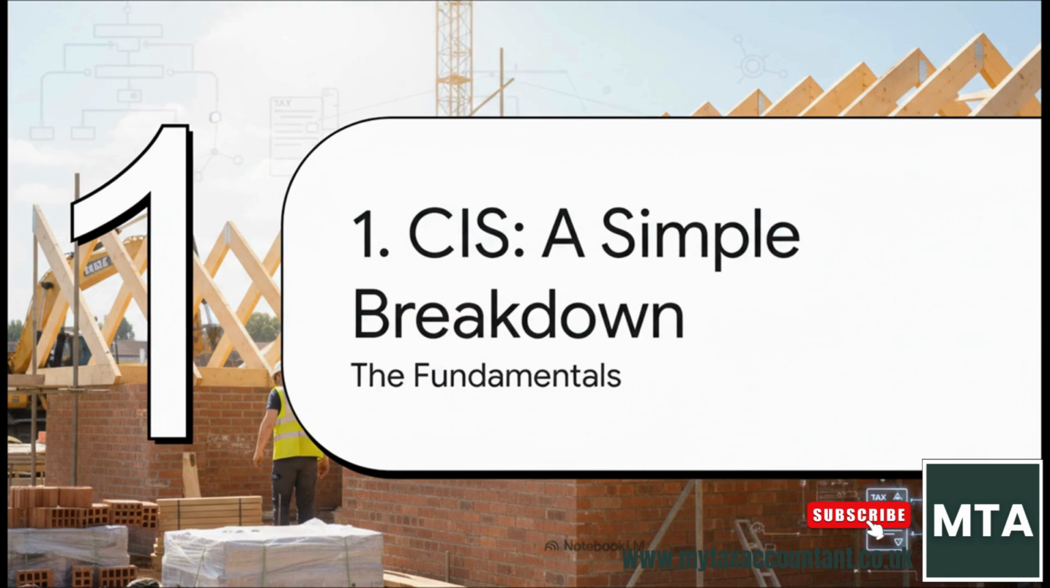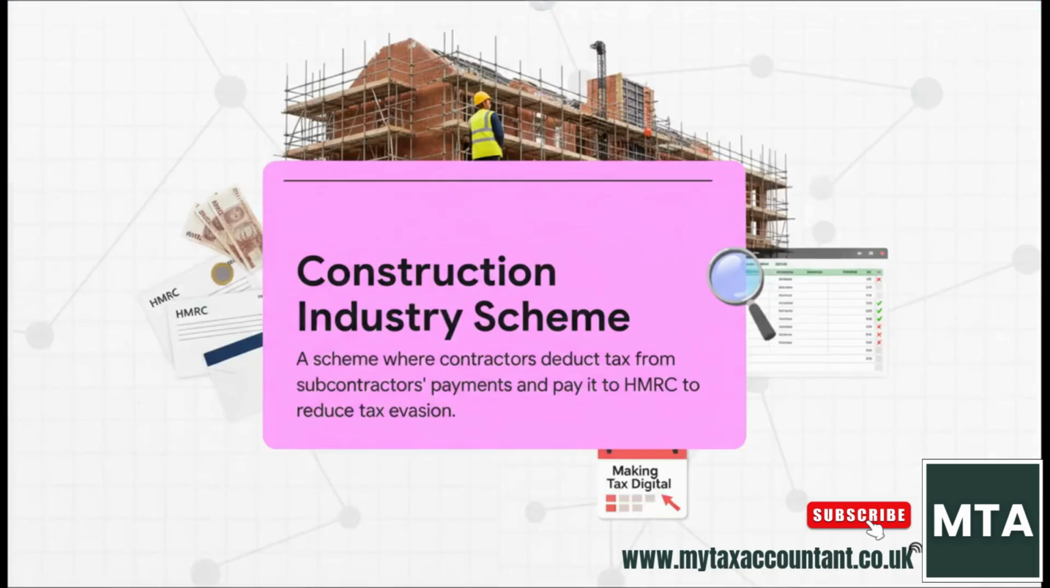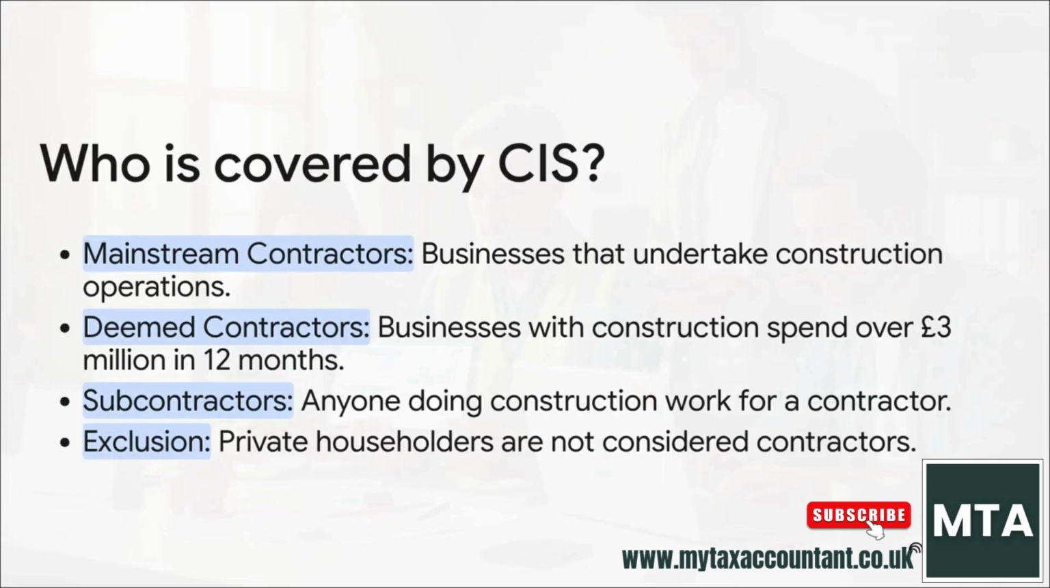Okay, so before we can properly tackle what's coming in the future, we have to be absolutely crystal clear on the present. So we're going to start with a really simple breakdown of what the Construction Industry Scheme, or CIS as you'll hear it called, actually is. At its heart, CIS is basically HMRC's way of clamping down on tax evasion in the construction world. It makes contractors deduct tax straight from their subcontractors' payments and send it directly to HMRC. This just ensures that tax gets collected properly in an industry where work can often be very short-term or based on contracts.